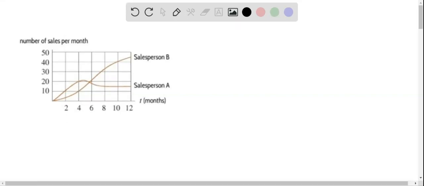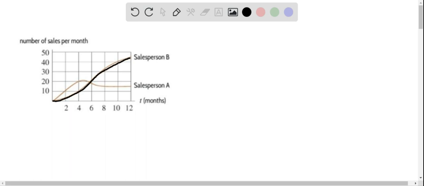We now determine the number of sales made by the salesperson B using this graph. This graph actually shows the number of sales made per month by two salespersons, A and B. So let's see how to do this. Basically, we have to find out the area under the graph of the salesperson B.